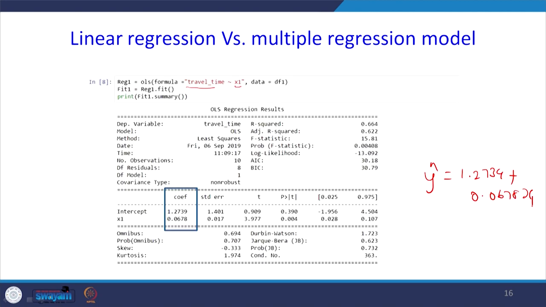For here, one more thing you have to understand. See, the r square is 0.664. Now, next I am going to introduce another variable here, and then see what happens to this r square. The r square says the goodness of the model. The higher the r square, the better the model. What is the meaning of 0.664 here? 66.4% of the variability of y can be explained with the help of this model.